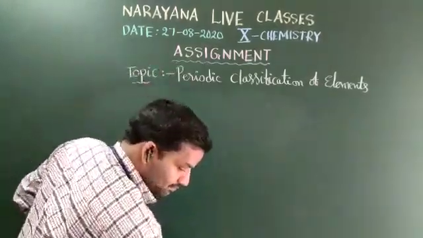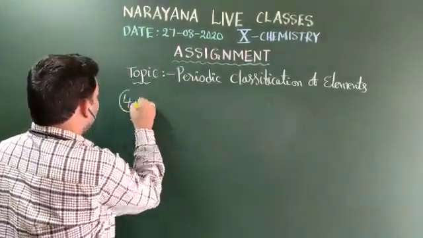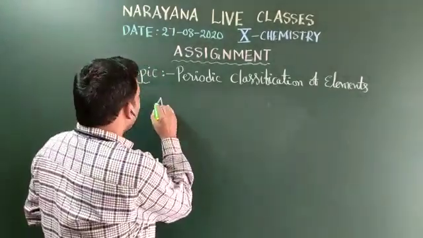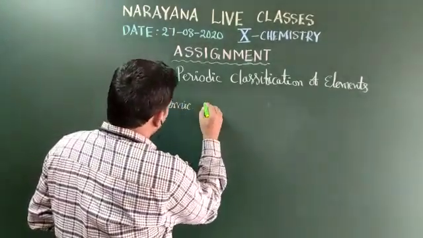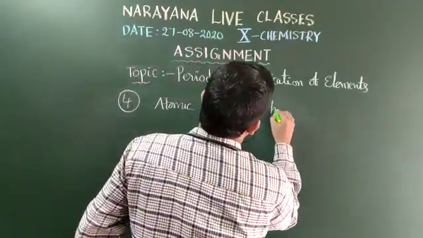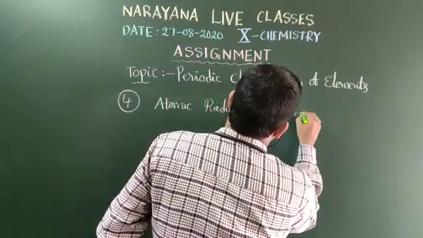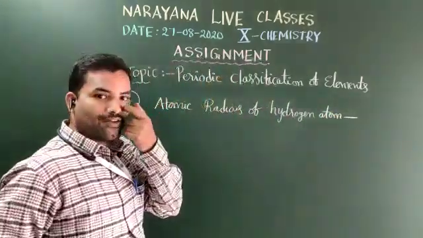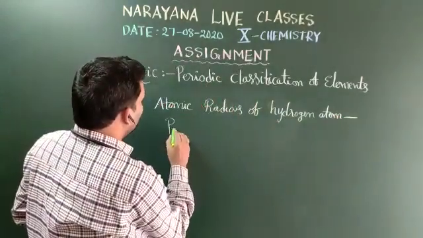The next one, the fourth question: the atomic radius of a hydrogen atom. The atomic radius of a hydrogen atom is measured in picometers.